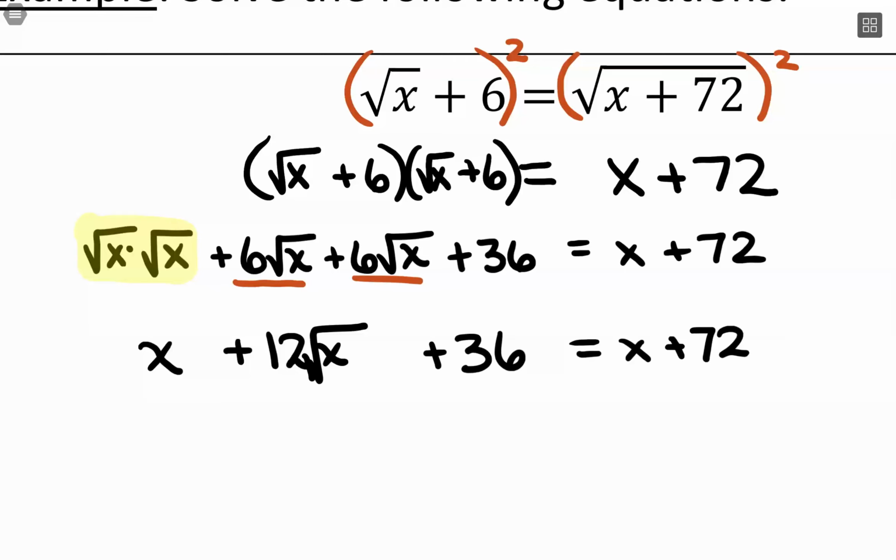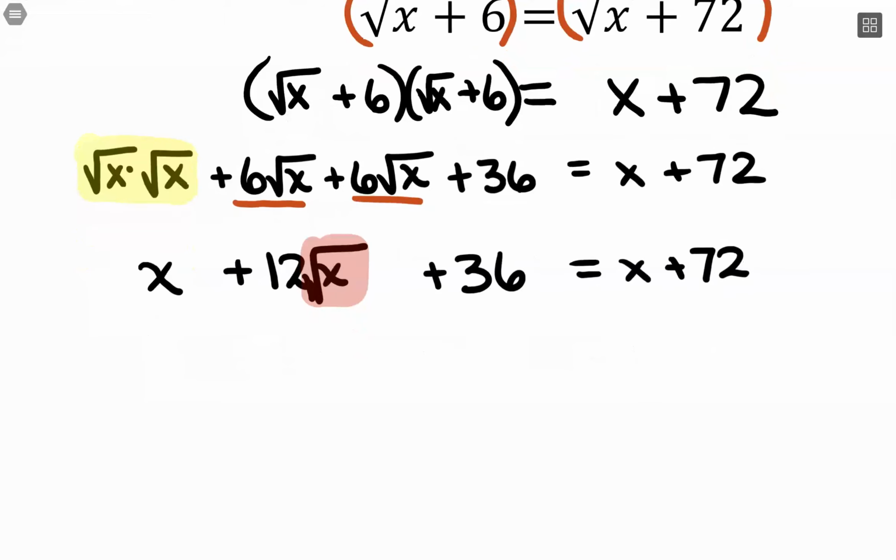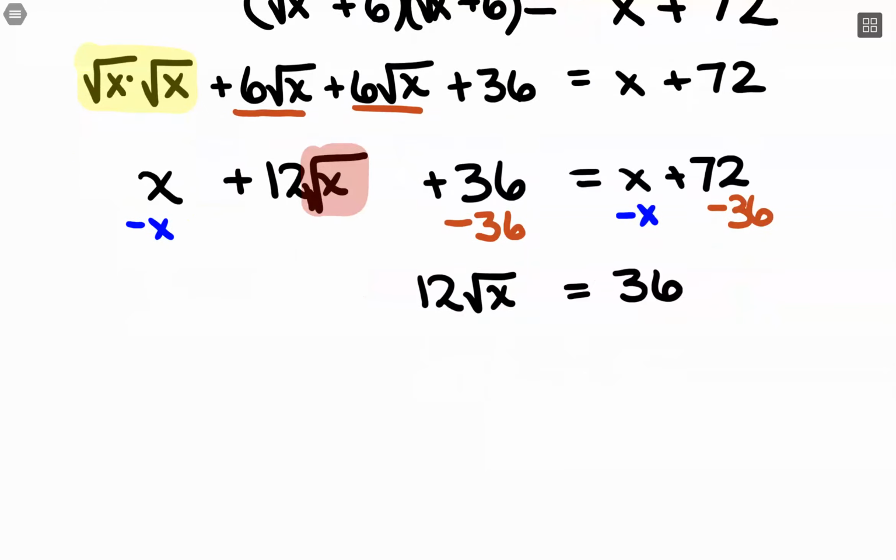Then what we're going to do is repeat those first 2 steps. I'm going to isolate one of the radicals, and I just have one radical left now. I'm going to isolate that square root of x. So what I could do is subtract x from both sides. Could also subtract 36 from both sides. What that will leave me with on the left-hand side of the equation is 12 times the square root of x, and then equals, well, x minus x will just turn into 0. 72 minus 36 is a positive 36.